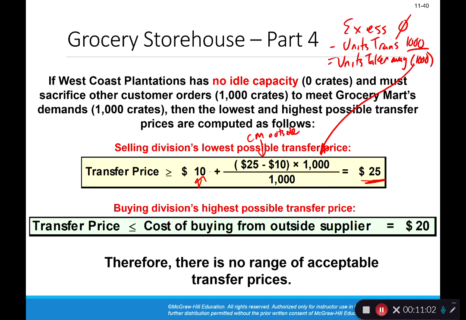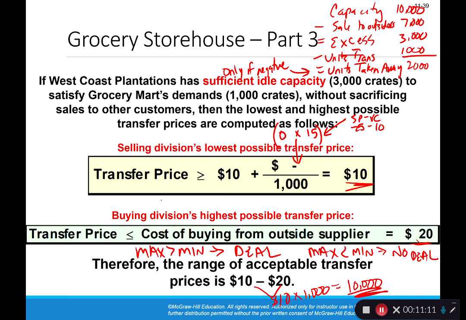So here the seller's minimum is 25 and the buyer's max is 20. So our max, how did I write it on the previous slide? Max and min.